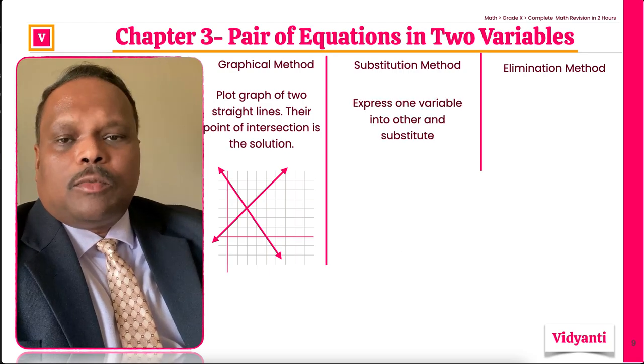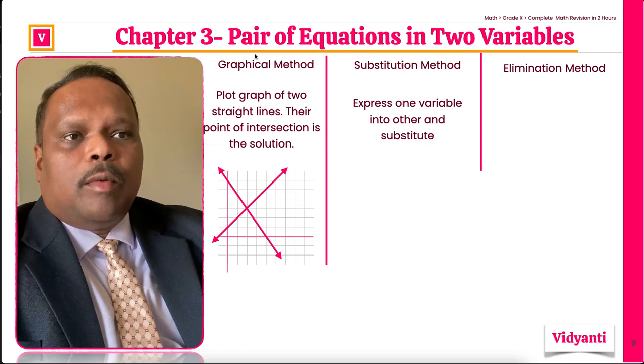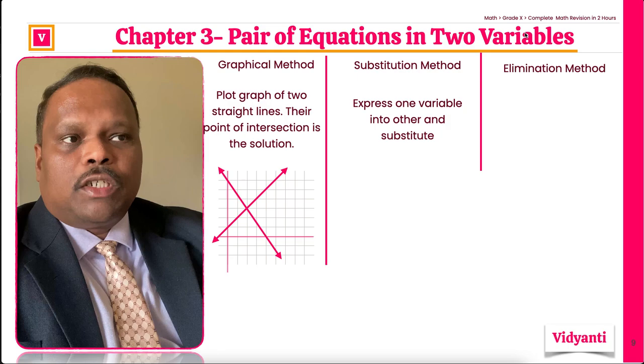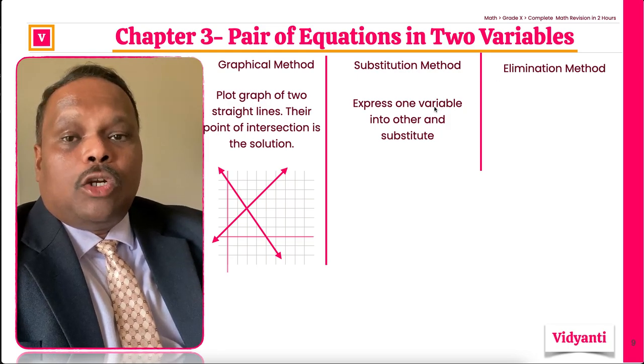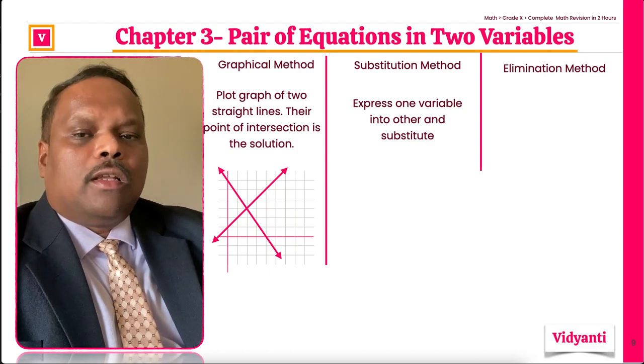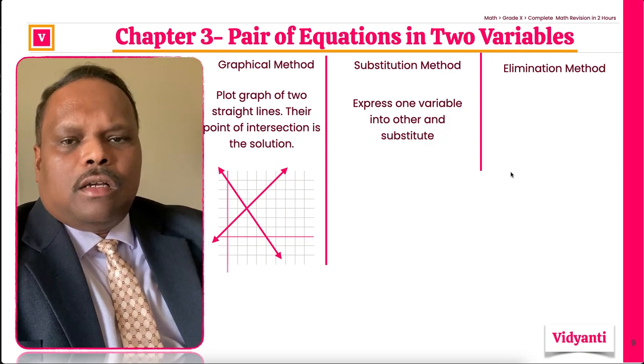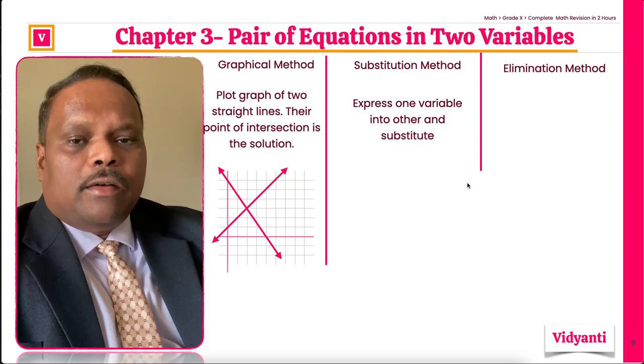In the substitution method, we are supposed to express one variable in terms of the other. Remember, this is a pair, meaning 2 equations in 2 variables, 2 unknowns. So we are supposed to take the first equation, express one variable in terms of the other, and substitute that in the second equation. Cancellation will take place and you will get the final answer.